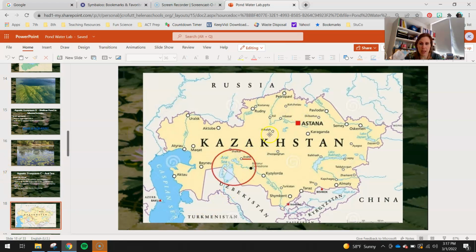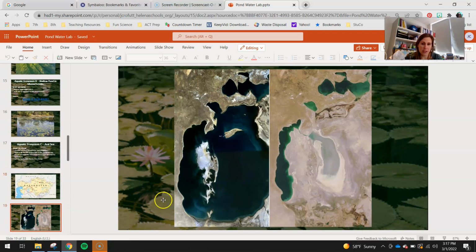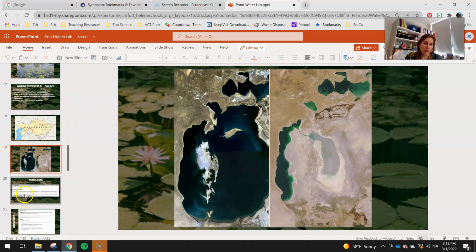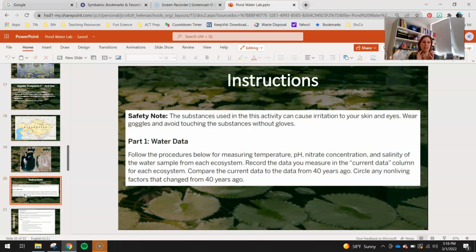Okay, so this is Kazakhstan over here. You guys can see Russia, China, Kyrgyzstan. Here's Uzbekistan. So this is our Aral Sea that goes over the border of both Kazakhstan and Uzbekistan. And this is what the Aral Sea used to look like, and now this is what the Aral Sea looks like. So you guys can see how much that shrunk. It's a huge difference. Okay, this whole area out here used to be the Aral Sea.